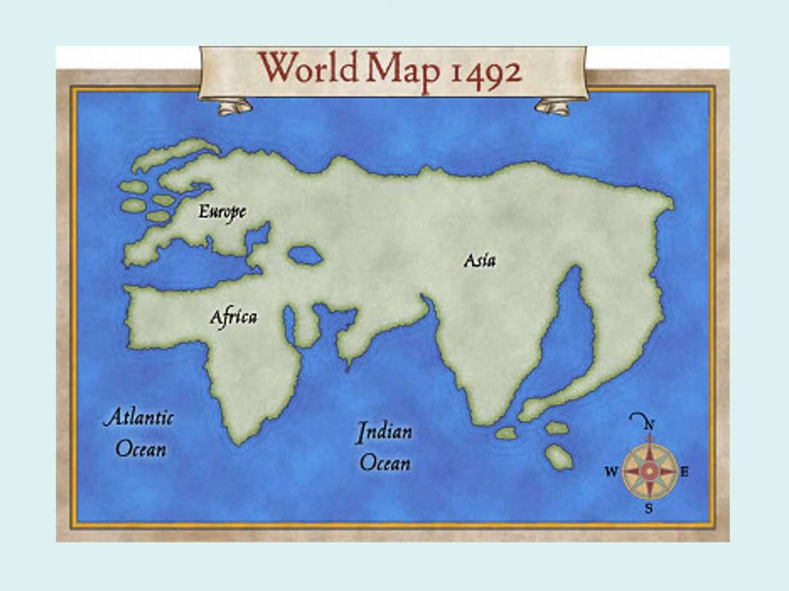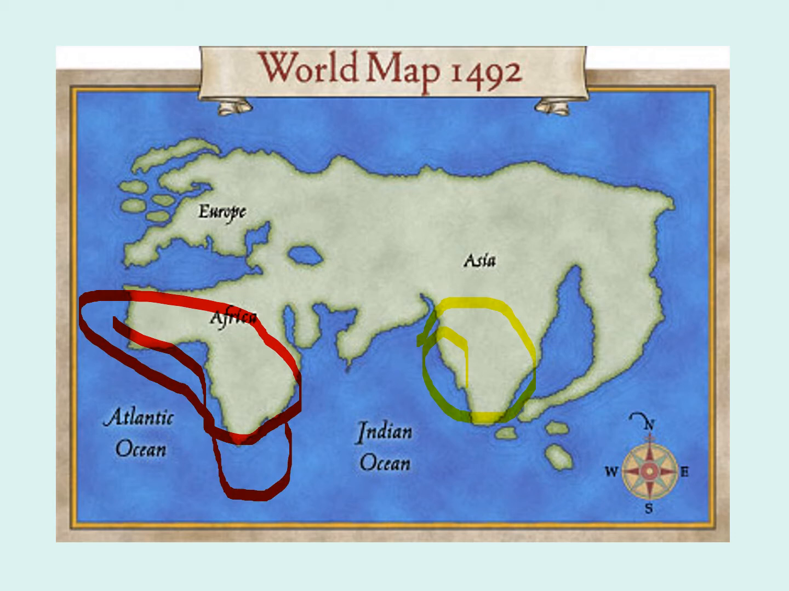This is a world map from 1492 showing the known world, the mapped world. And as you can see, it's missing a lot of stuff. India, for example, is vastly distorted here. Africa is much smaller than it actually is. This apparently is part of Japan. There's a lot missing from this map, but this is what they knew in 1492.